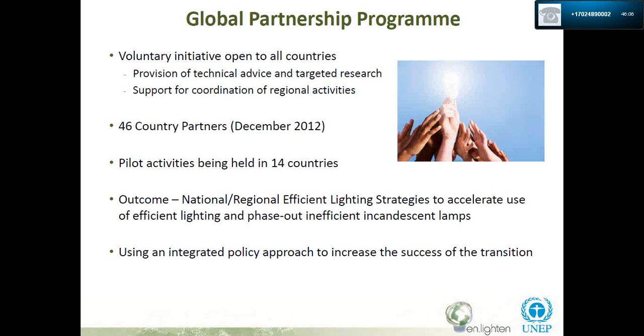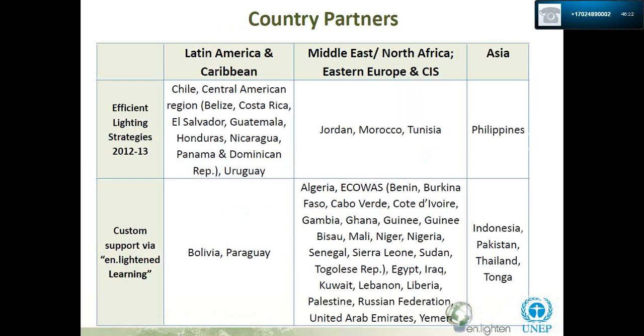There are so far 46 country partners that have joined the en.lighten Global Partnership Program as of today. We expect more countries to come on board soon. And we are working with these countries in two different manners, and I will explain that in the next slide. Next slide, please.